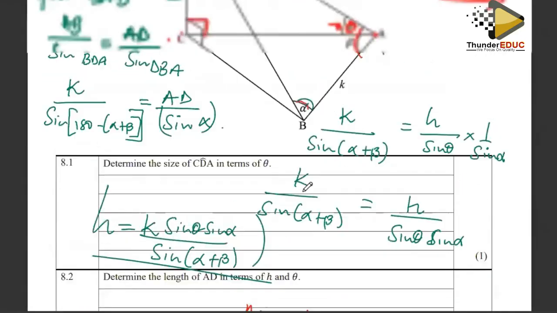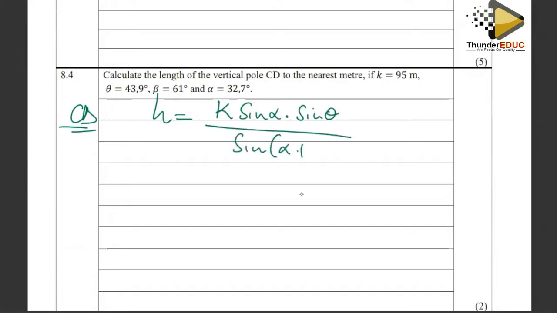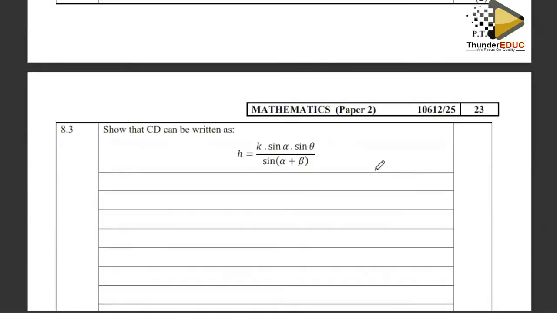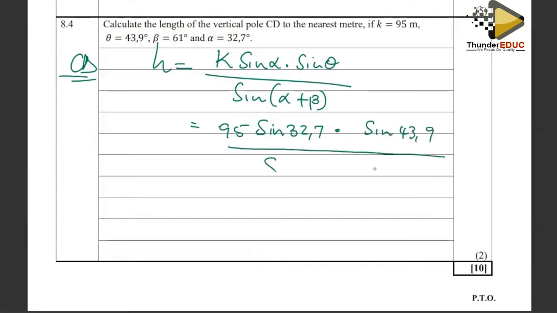Okay, what we know about CD is the H. In other words, we are trying to do the substitution back into the formula. They told us K, the sine of alpha, the sine of theta, over the sine of alpha plus beta. Is that correct? Yes. So we substitute. We're saying our K is 95 multiplied by the sine of alpha, which is 32,7, and then the sine of theta, 43,9, divided by the sine of alpha, 32,7, plus the 61.